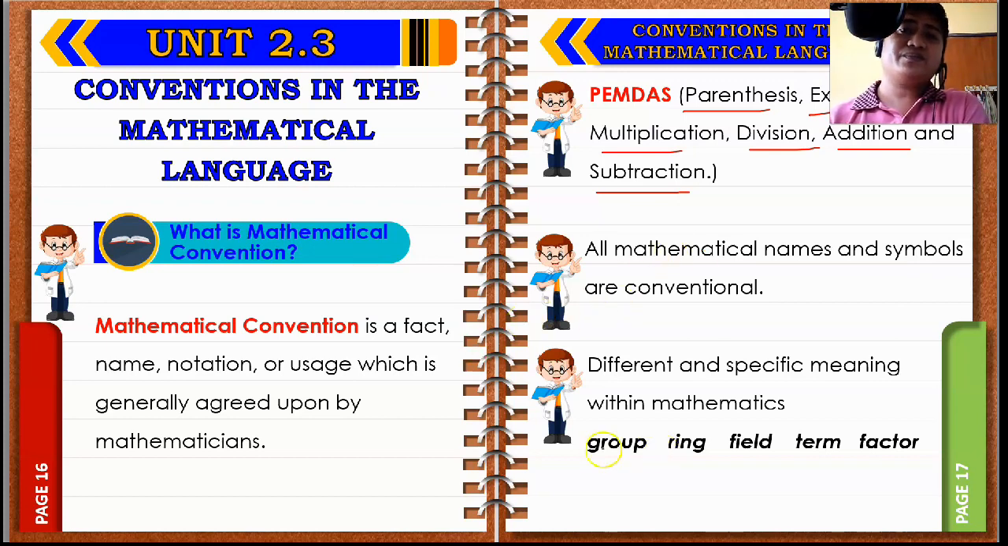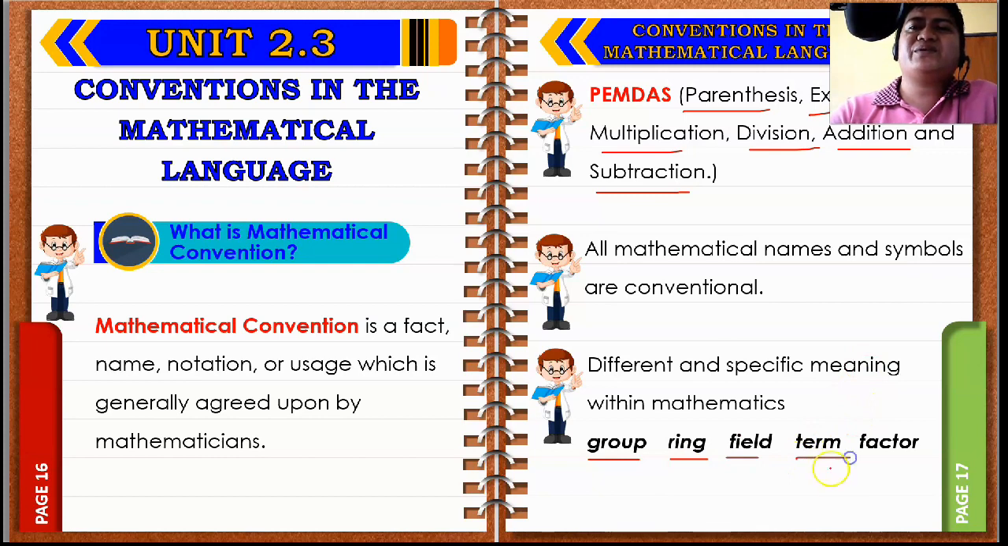Some examples are, say, group. In general usage, a group is a group of persons, a group of objects, or a group of anything you want to define. But in mathematics, a group is not a group of persons, not a group of objects. It has its own characteristics. There are different properties you need to provide to know if a given expression or sentence is a group or not. Same with ring, field. Those are different characteristics in mathematics that you need to define or find first to be able to determine if that is a group, a ring, or a field.